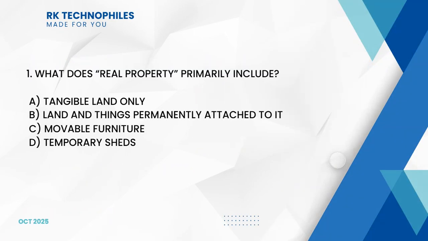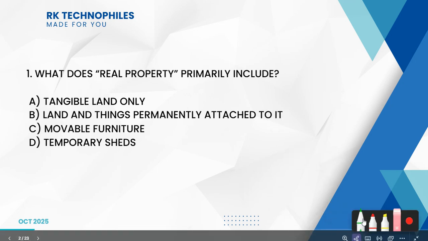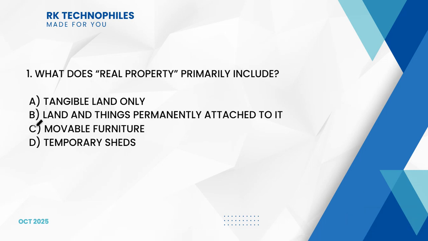The first one. What does the real property primarily include? The options are tangible land only, land and things permanently attached to it, mobile furniture, temporary sheds. So the correct answer would be B. Land and things permanently attached to it.